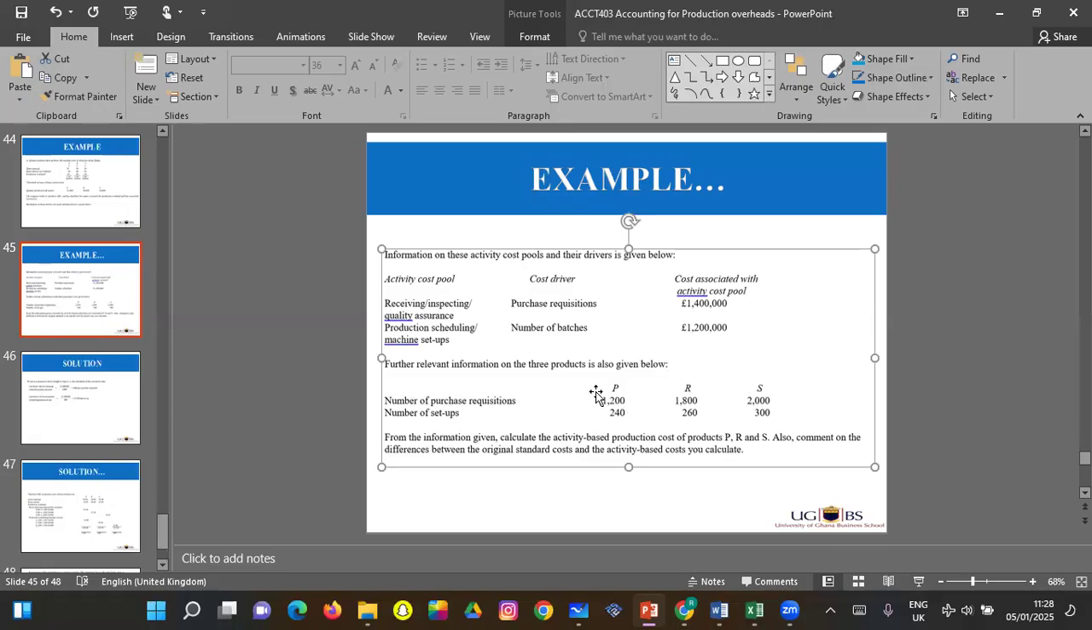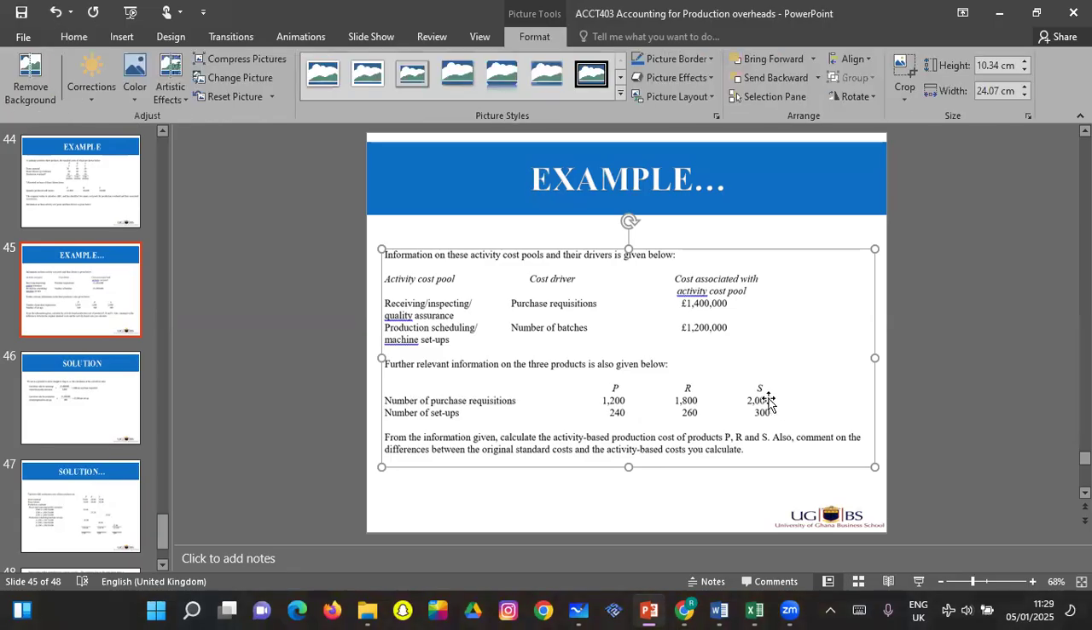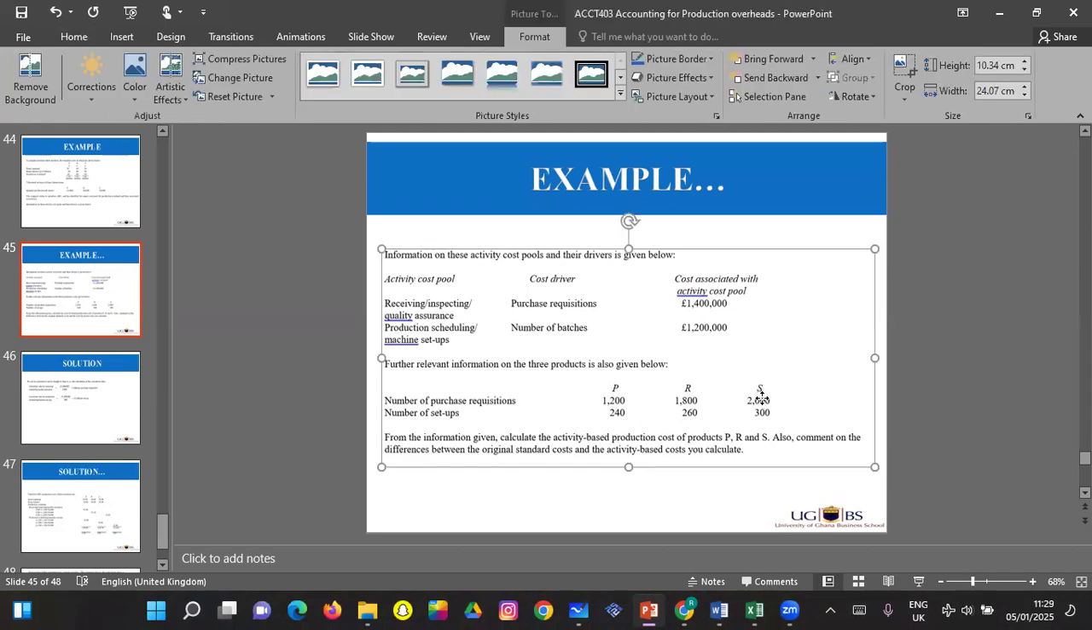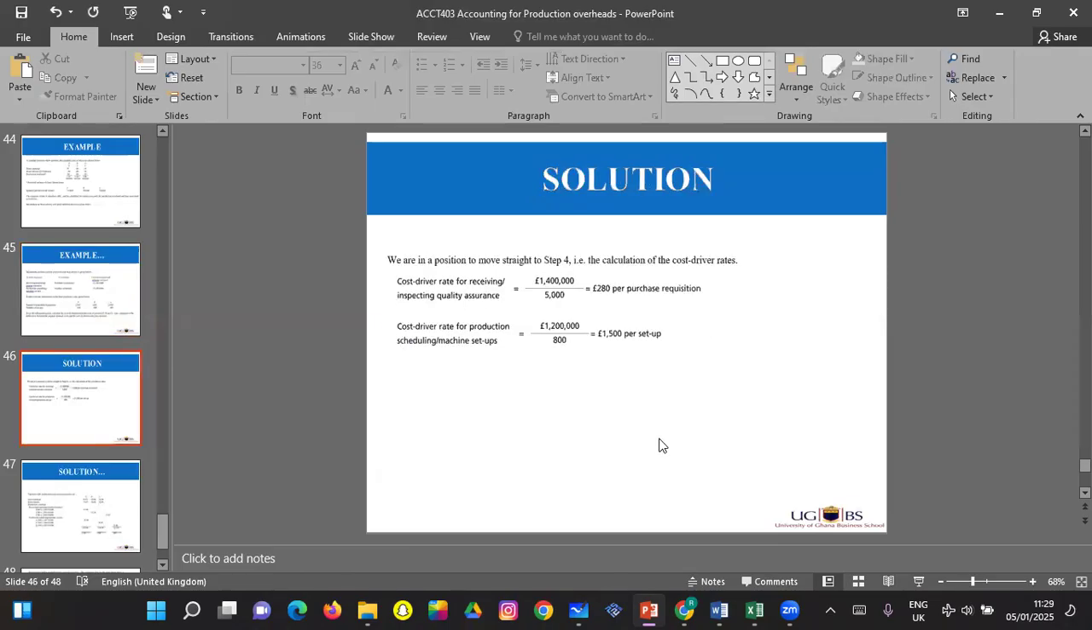So for us to get its CDR, we are going to add all this: 1,200, 1,800, and 2,000. Then we are going to arrive at 5,000. So we divide, it is going to be 1.4 million divided by 5,000. So that was what happened here when they had 280 per purchase requisition, right?